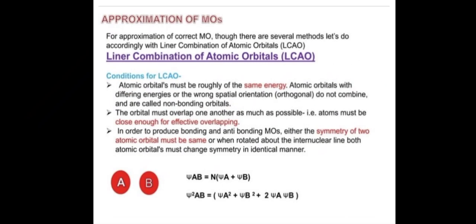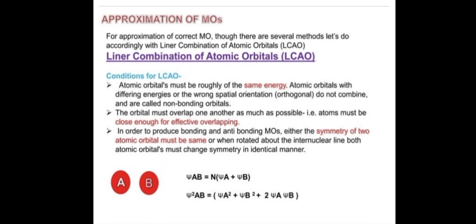Coming to the linear combination of atomic orbitals, the conditions for how they are combined are: in order to form a molecular orbital, the atomic orbitals should possess the same energy, symmetry, and relatively the same orientation.